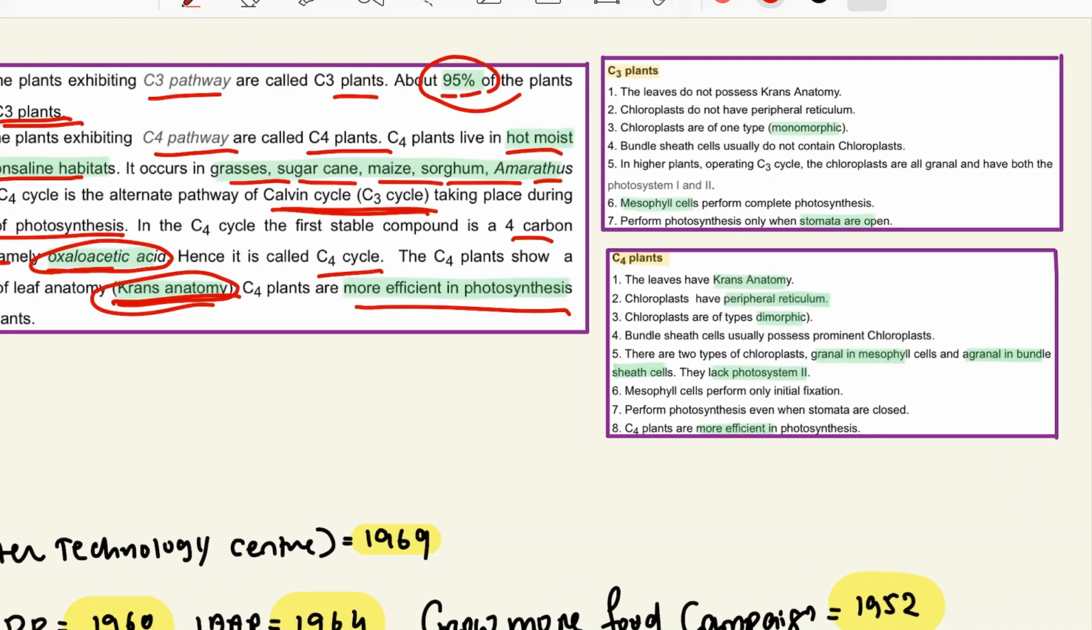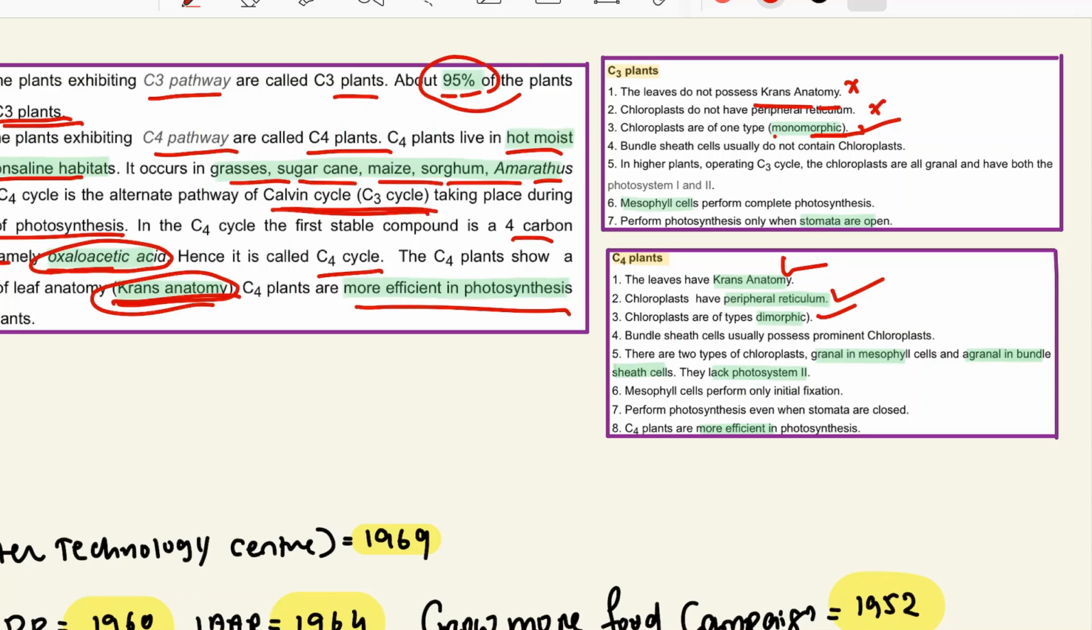Then there are some basic differences. In C3 plants the leaves do not possess Kranz anatomy, but in C4 plants they do have Kranz anatomy. In C3 plants chloroplasts do not have peripheral reticulum, but in C4 plants chloroplasts have peripheral reticulum. In C3 plants there are monomorphic chloroplasts, but in C4 plants they are dimorphic.